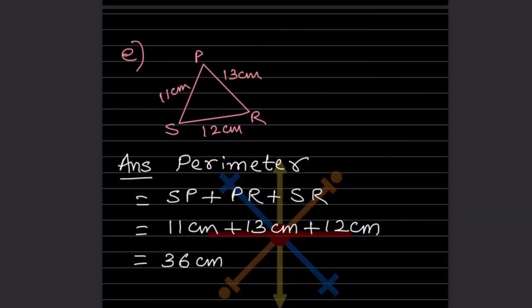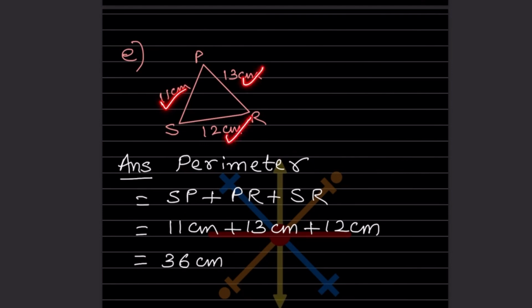Now look at this shape. Again, what is this shape? When they ask for the perimeter, you have to just add it. Here we don't know what it is, and the names are being given. So what is the perimeter? We will put SP plus PR plus SR, either you write SR or RS, both are the same. Just put the values, where SP is 11, and when you add, it is 36 centimeter.